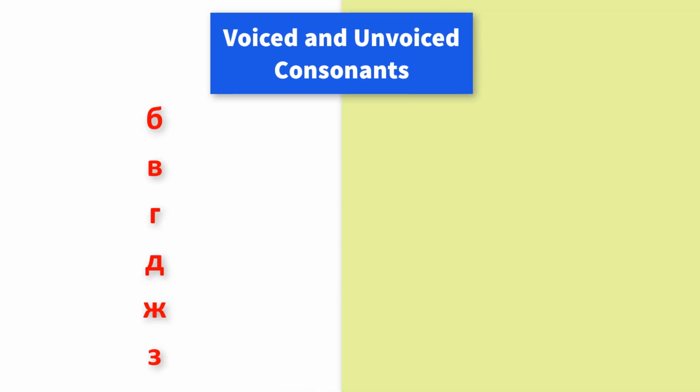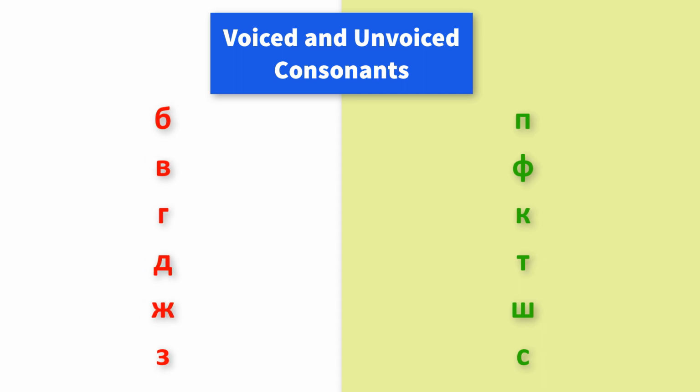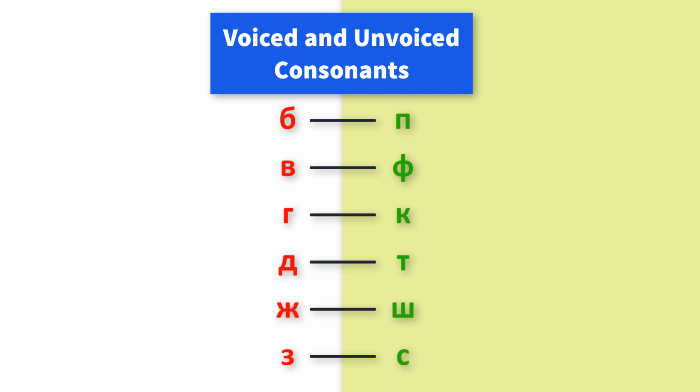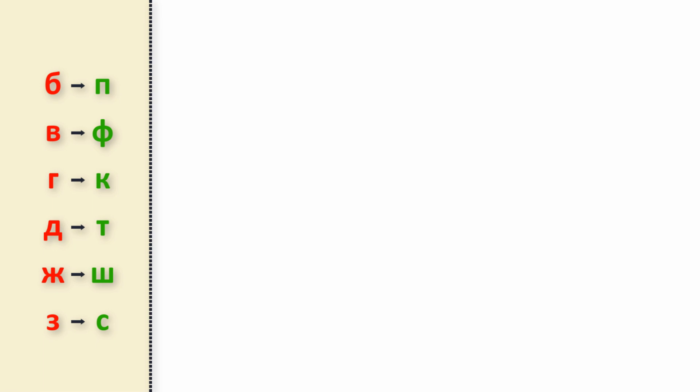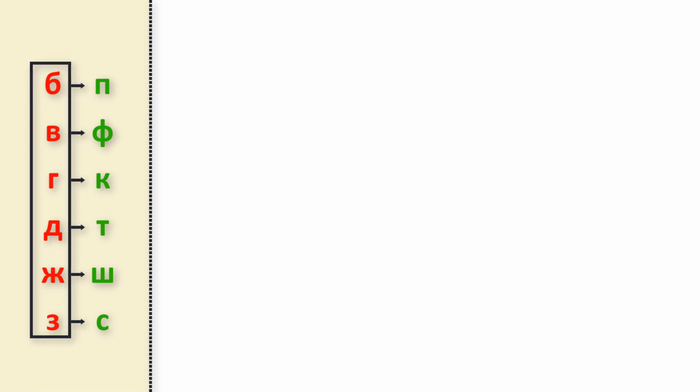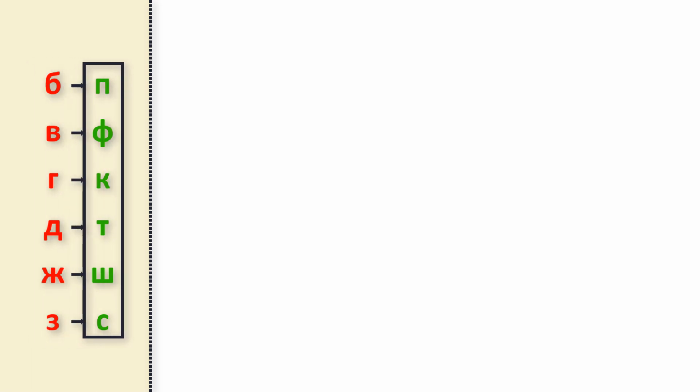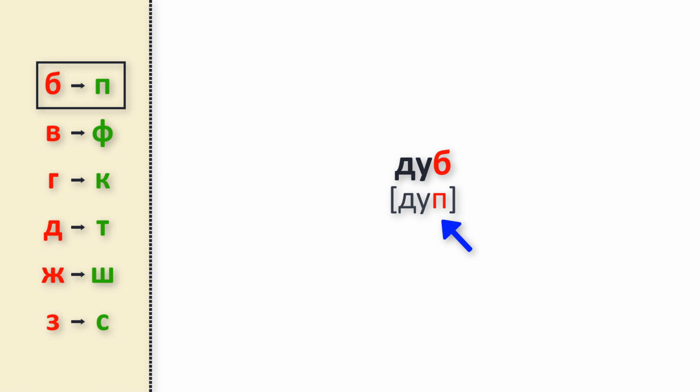Russian consonants are divided into voiced and unvoiced. These voiced and unvoiced consonants make pairs that are interchangeable according to the rules of Russian pronunciation. The letter B is interchangeable with letter P, V with F, G with K, and so on. So we use it in the following cases. When you see these voiced consonants at the end of the word, you will always read it as its unvoiced counterpart. For example, dup, dup. Here we have the letter B at the end of the word, but we pronounce it like P.